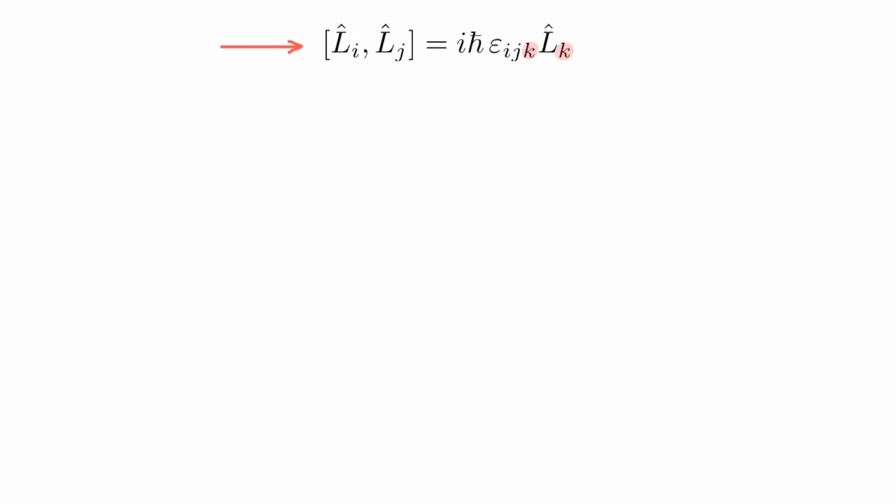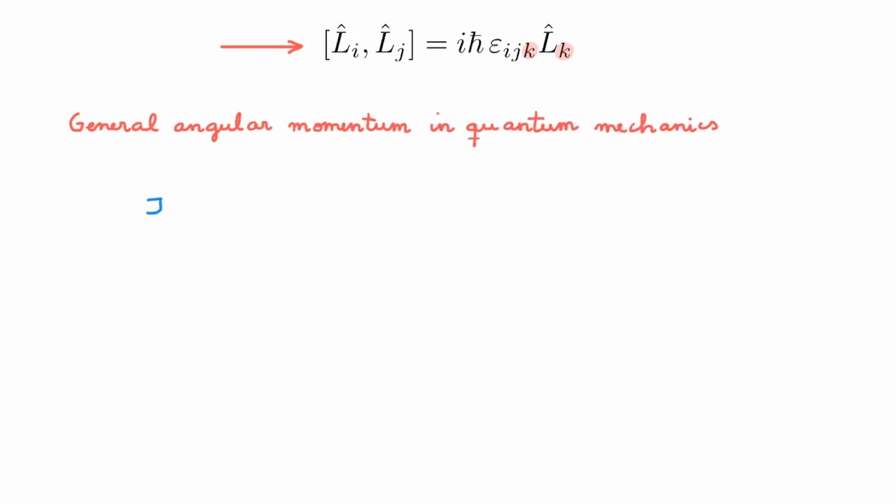In this language, we define a general angular momentum in quantum mechanics as any observable J that is made up of 3 observables J1, J2, and J3 that satisfy these commutation relations.